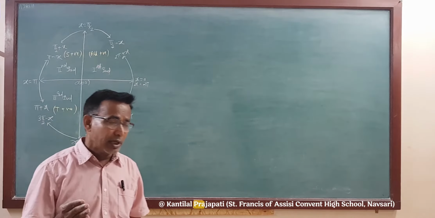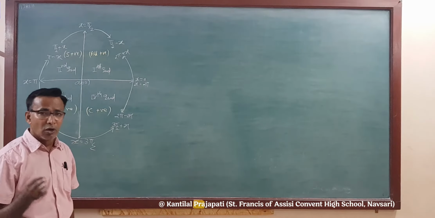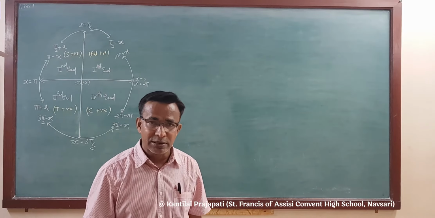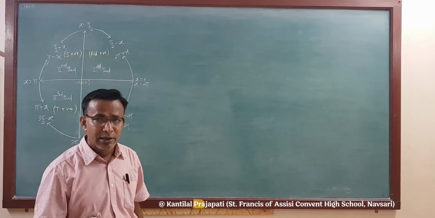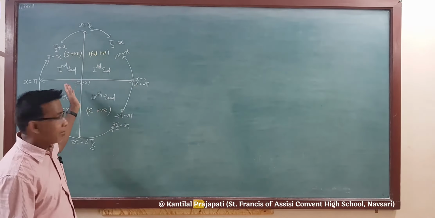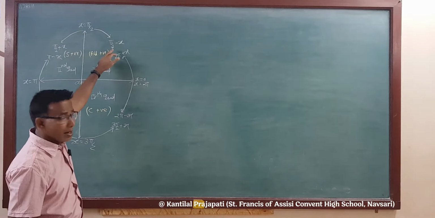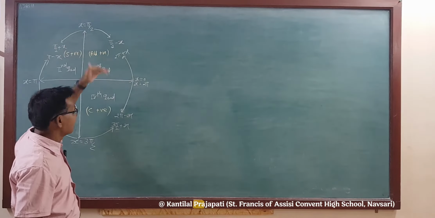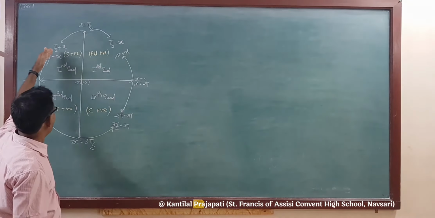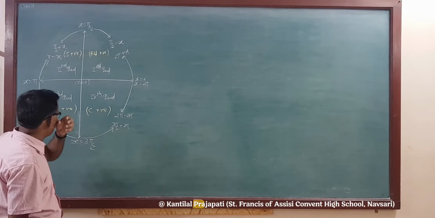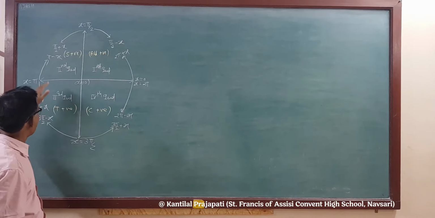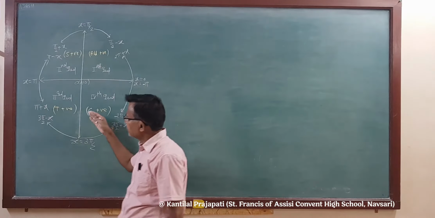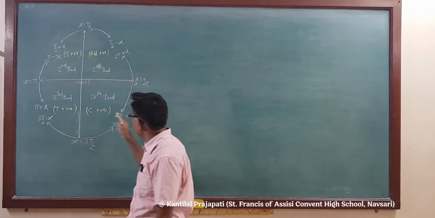Yes, we have already derived the formulas for cos(x+y) and cos(x−y). Then we have also derived sin(x+y) and sin(x−y). Then we have derived cos(π/2 − x), the value of cos(π/2 − x), and sin(π/2 − x). Then π/2 + x also we have derived. Then we have also written π − x, sin of (π − x), right? And π + x, 2π − x also.